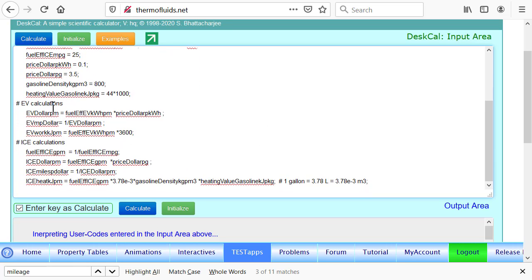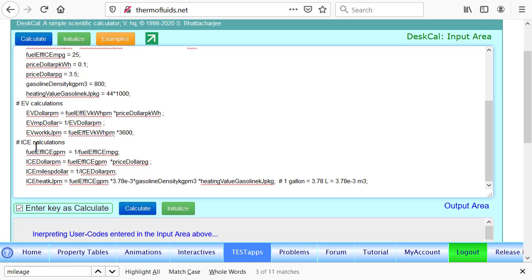So let's do the EV calculations. For the electric vehicle, dollar per mile would be given by the fuel efficiency in kilowatt hour per mile, which we know, and the price in dollar per kilowatt hour, about 10 cents in this problem. Yep, price dollar per kilowatt hour right here, 0.1 dollar. So dollar per mile is found. Miles per dollar will be just the inverse of that. That will tell us how far an EV will go.